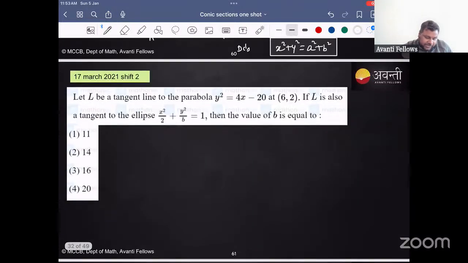Now let's see a question. Let L be the tangent line to the parabola. L is also a tangent line to the ellipse. Then find the value of B. Give it a try. Take 1 minute, give it a try. This is the poll for you. Just take a moment and mark your answer.